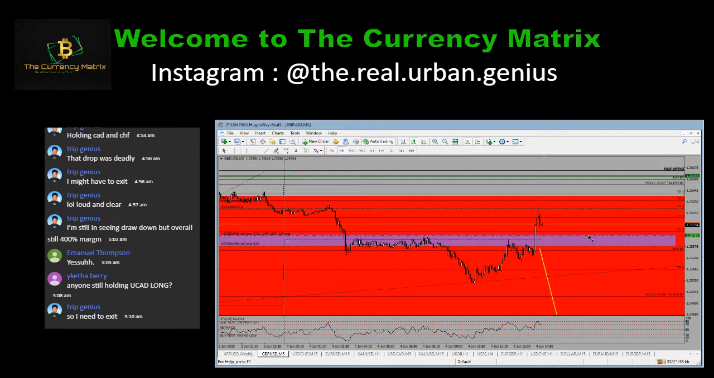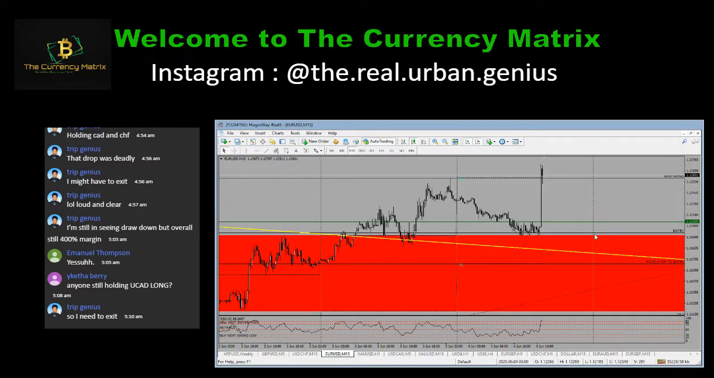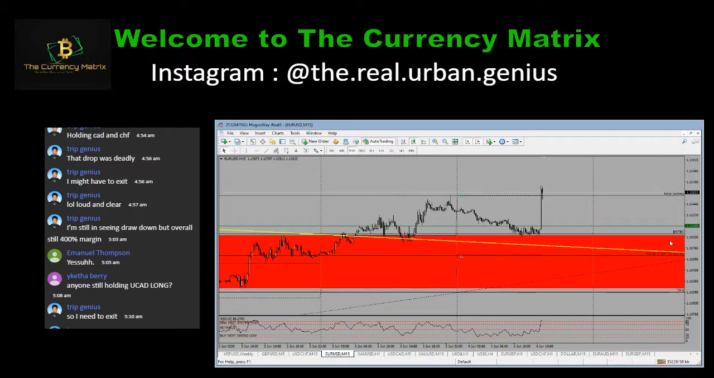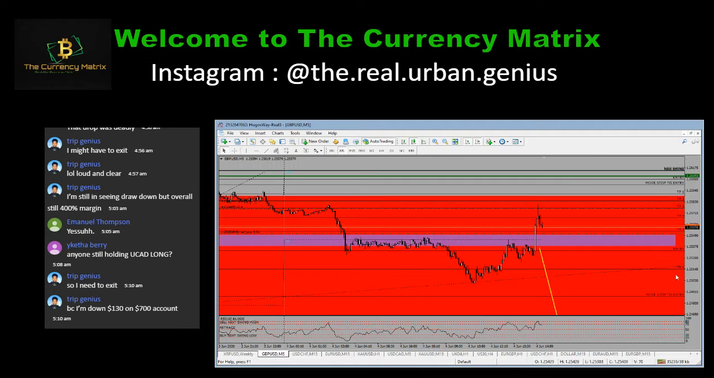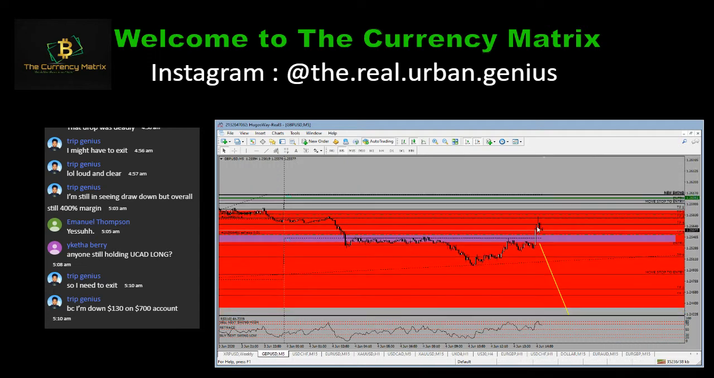I'm actually going to put my sell stop about right here. Move my sell stop up a little higher. Now I believe the euro is going to continue to rise. Notice I have not been trading the euro short. The trend is still long term overall. This is just a weekly pullback that I'm anticipating.